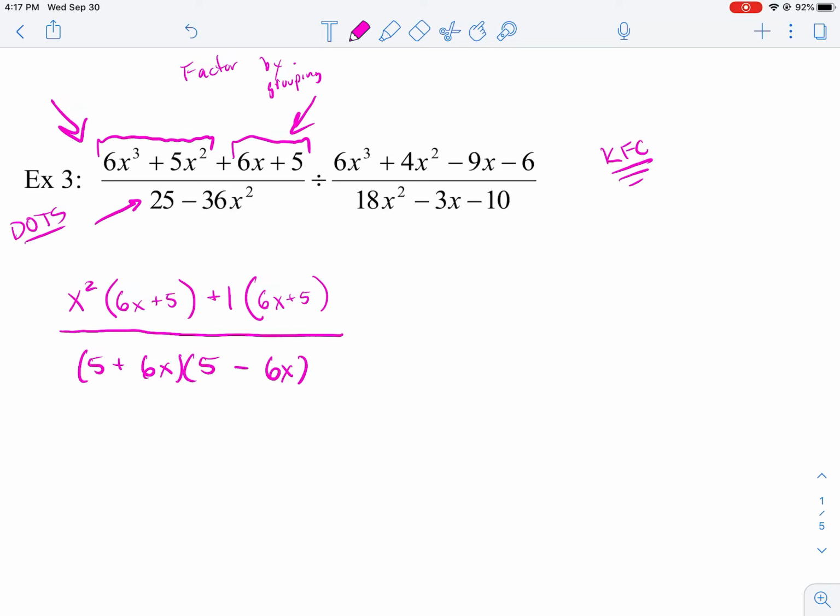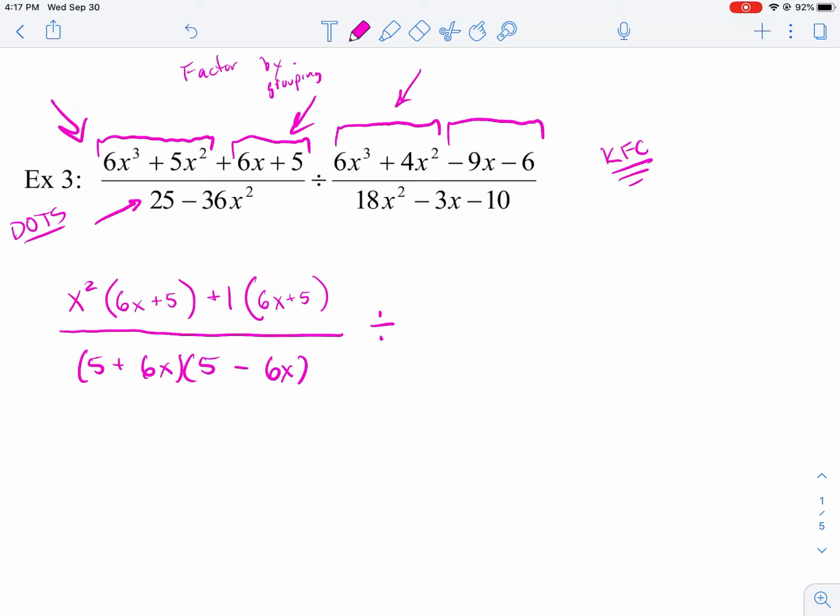Okay, I'm going to put the division sign there, because I'm not ready to keep, flip, change yet. I'm just trying to simplify these expressions here. So the next piece, I'm going to take out a GCF from this numerator here as well.